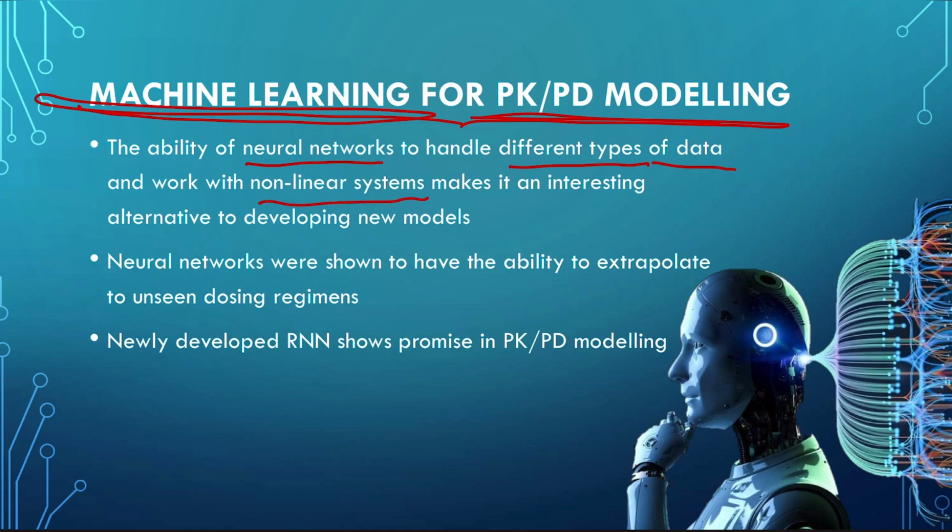So these neural networks can now be used for extrapolating the effect to unseen dosing regimens, and under this we have the recurrent neural network, which is a part of deep learning, in which the machine thinks just like a human, and it has a promising effect in doing PKPD modeling, and this will be the future of PKPD modeling in the upcoming few years.